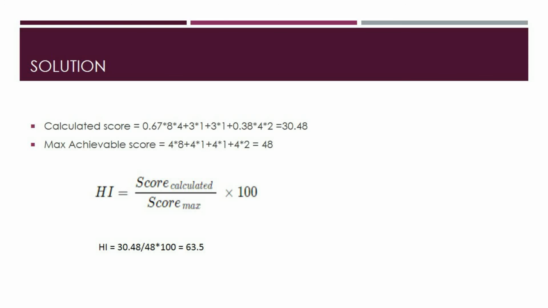Now moving on is the maximum achievable score. In this case, you just have 4, which is the maximum rating, times the sum of all of the weights together, which is 8 plus 1 plus 1 plus 2, which equals 48. So you know that the formula is score calculated divided by score max. In this case, it will be 30.48 divided by 48 times 100, which gives 63.5. And as mentioned in the fundamental section, a score between 50 and 70 is actually fair, meaning that there are signs of significant deterioration and increased monitoring is needed on this particular line.